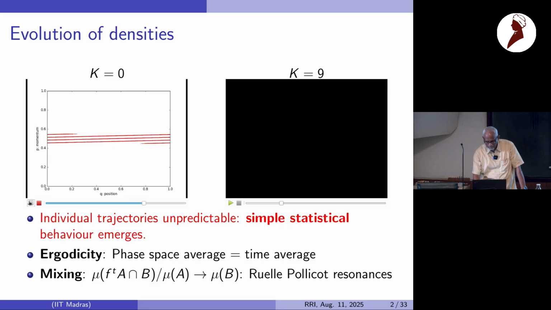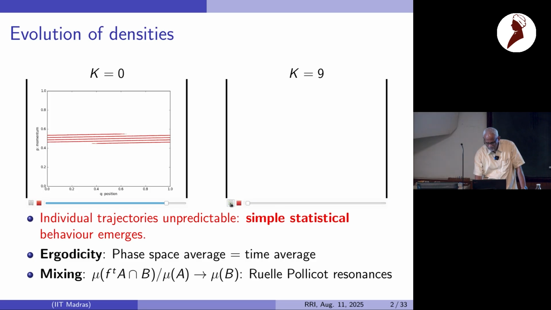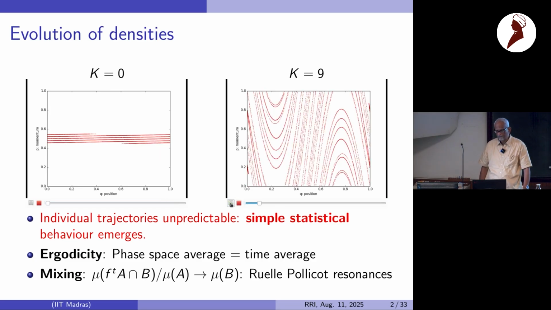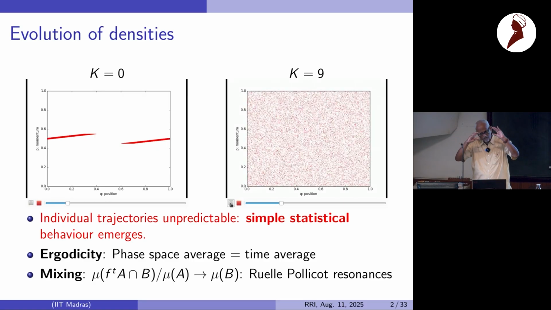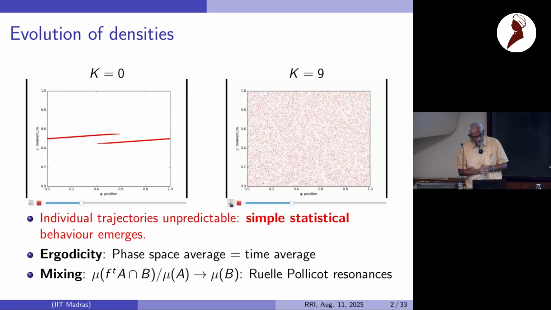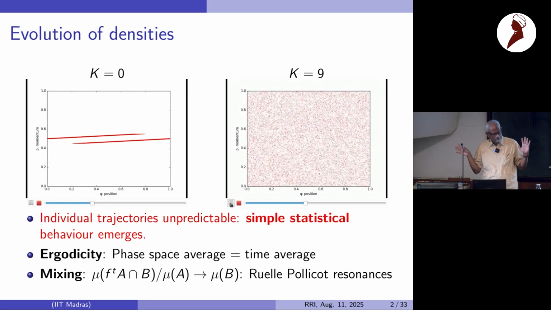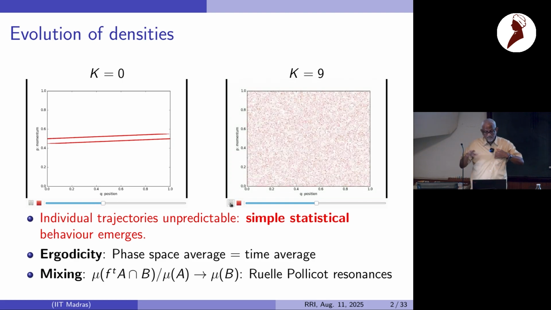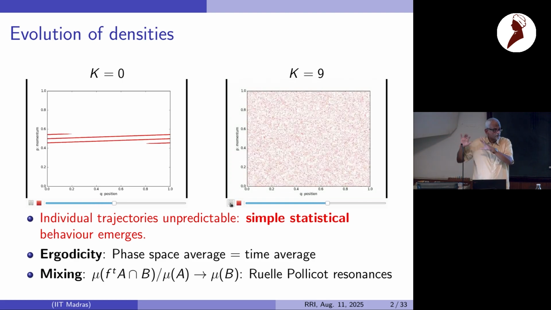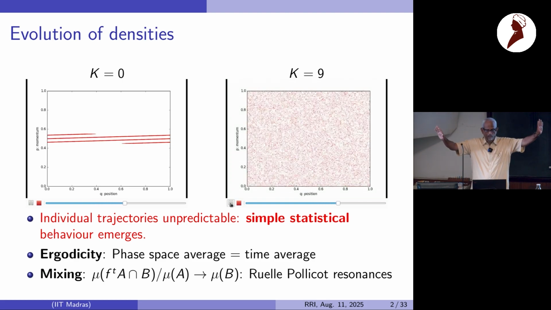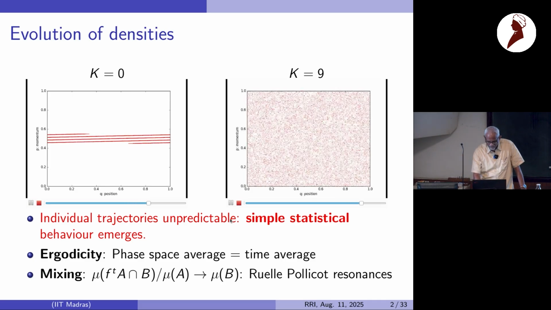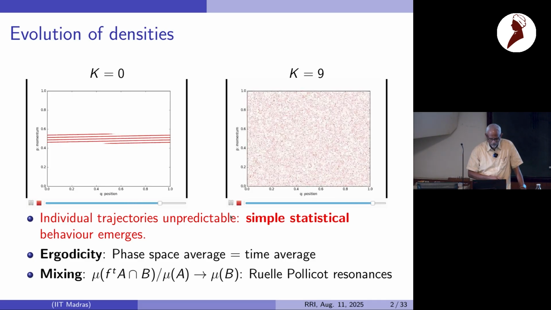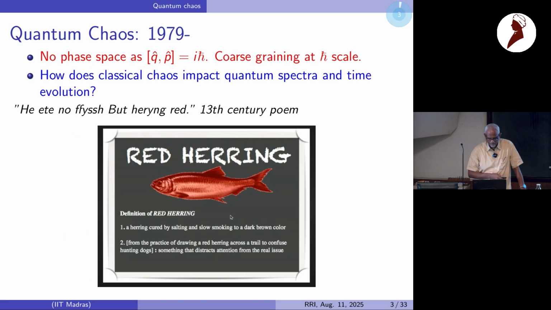Now, let's see what happens for K equals 9, when it's fully chaotic, with the same initial conditions. You can see that this bunch of initial conditions is now all over the place. So individual trajectories are unpredictable. However, there is simple statistical behavior. In a very short time, things just get uniform, let's say. Okay. So ergodicity, I've already described. Mixing, I've said what it is. But this is the evolution of densities.